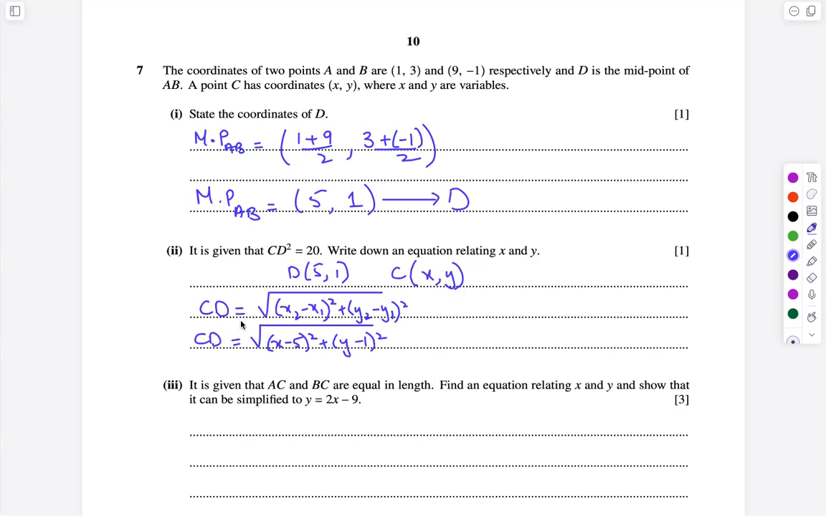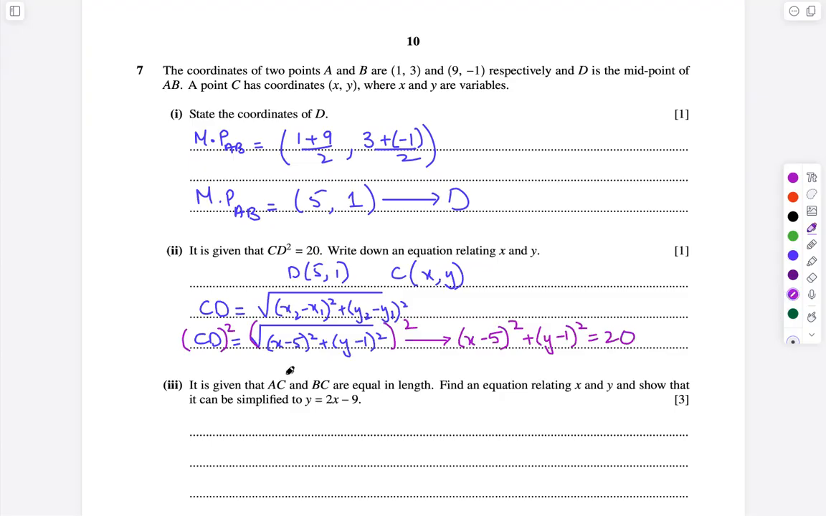And as CD squared is equal to 20, we'll square both the sides to get rid of the square root sign. So we'll get CD squared is equal to (x minus 5) whole squared plus (y minus 1) whole squared. And as CD squared is already given as 20, we can write the final equation as (x minus 5) whole squared plus (y minus 1) whole squared equals 20.